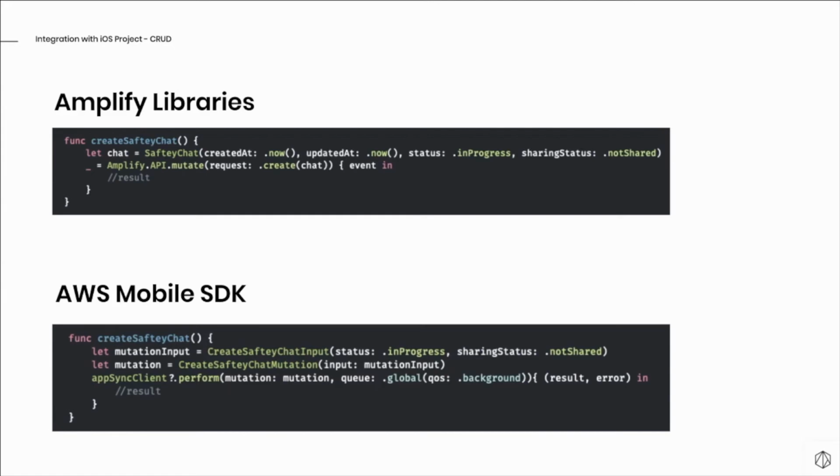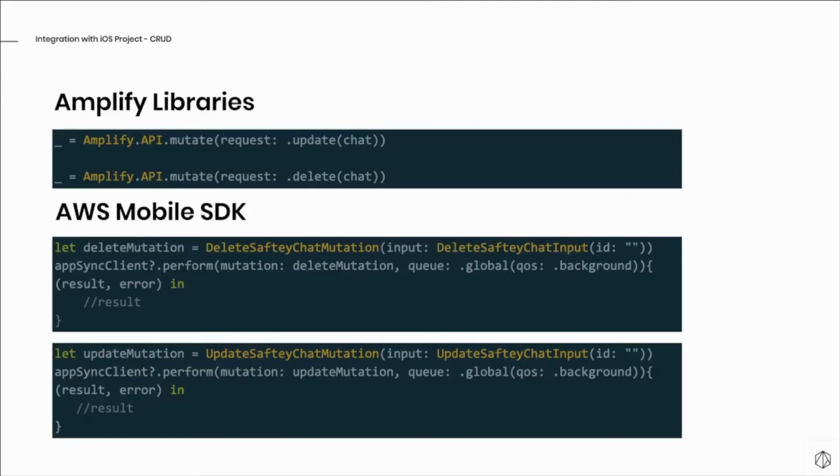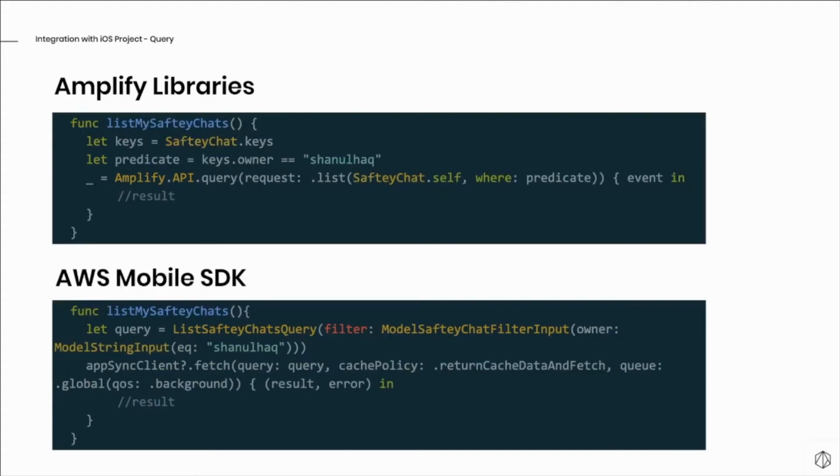You can see how CRUD operations are different between the two interfaces. AWS Mobile SDK provides low-level GraphQL interfaces, while Amplify libraries provide a nice model wrapper for the CRUD operations. You can see the same for update and delete operations. And the same goes for query operations. If you have been using GraphQL before, AWS Mobile SDK interfaces will sound more familiar to you as compared to Amplify libraries.